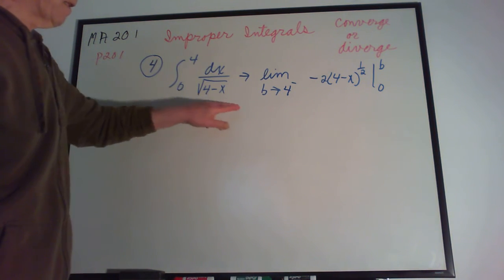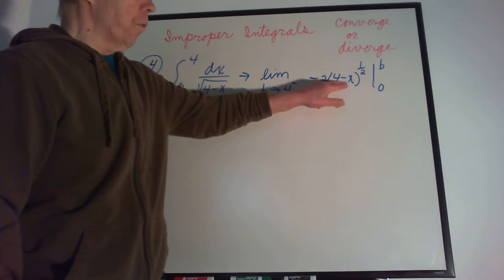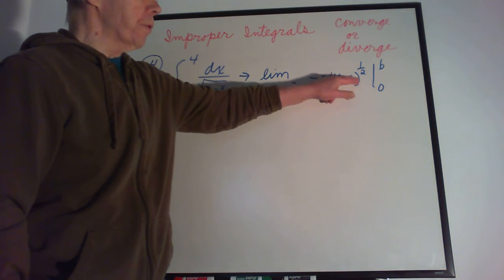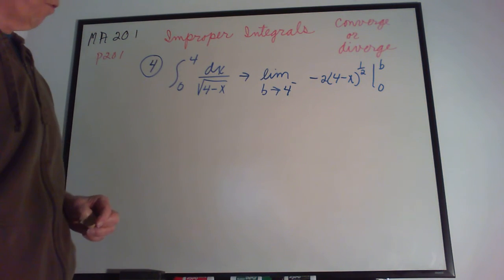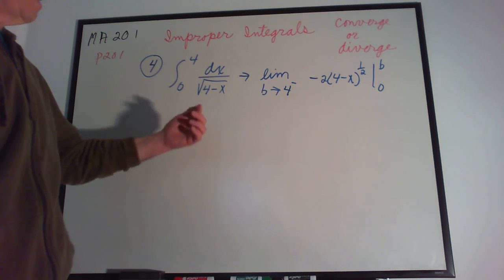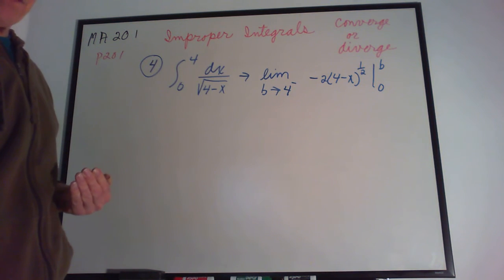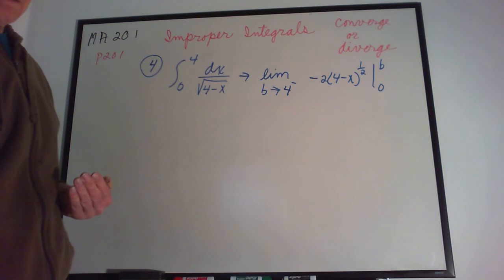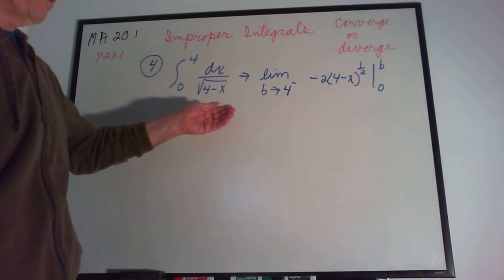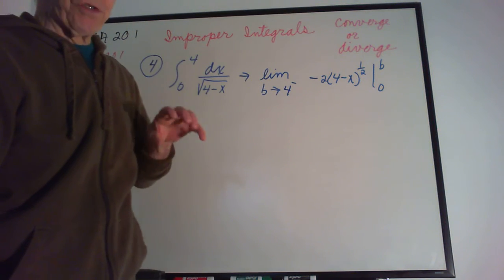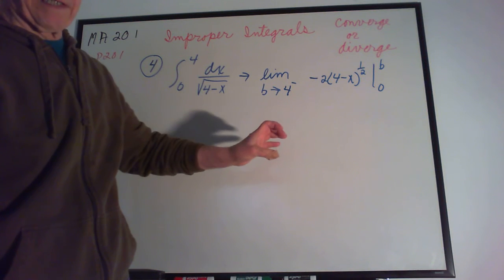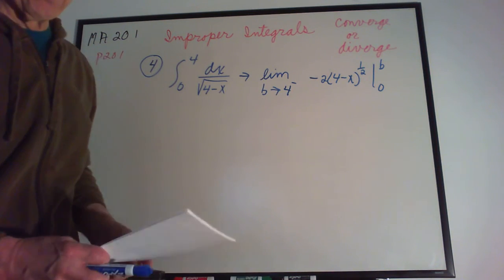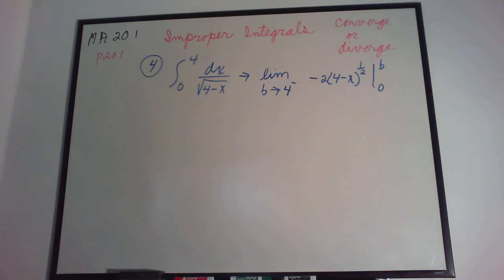All right, to integrate this, you're going to get negative 2 times (4 minus x) to the 1/2. Want to know what happens as b goes towards 4 from the negative side. In other words, b is going to be always less than 4. With problem number 2 that we just did, it converged. It went to a particular number. Does this converge? Does it go towards a particular value, or does it diverge? So go ahead and try to pause the video and give it a try. See how you do with it.